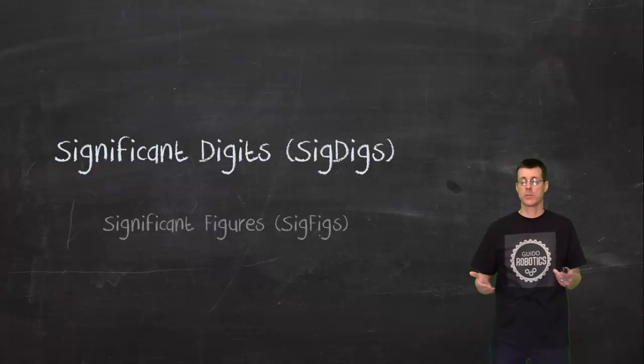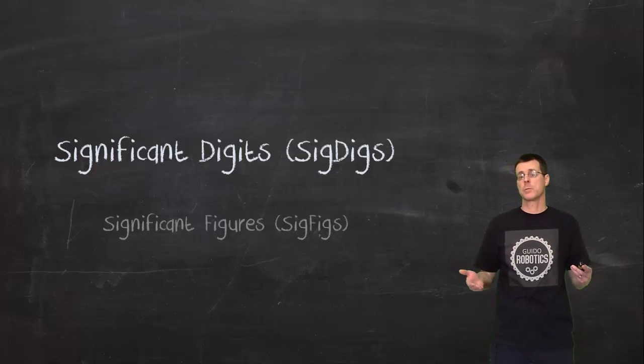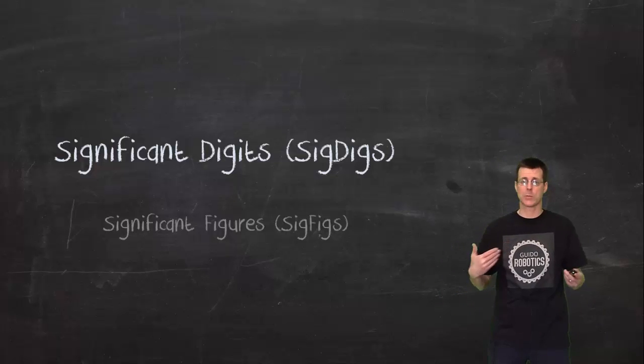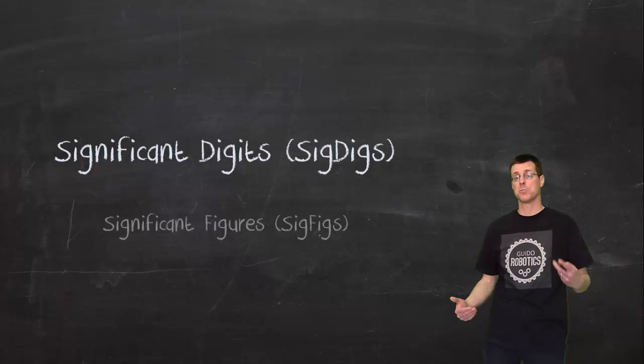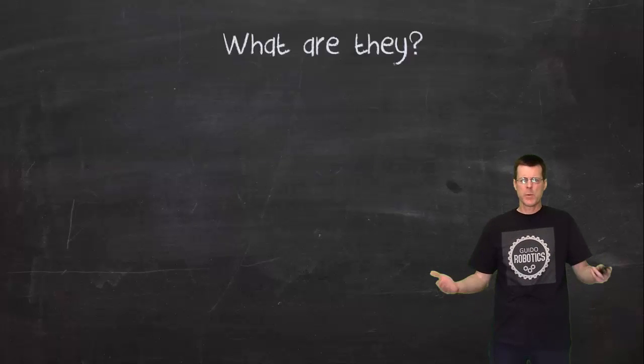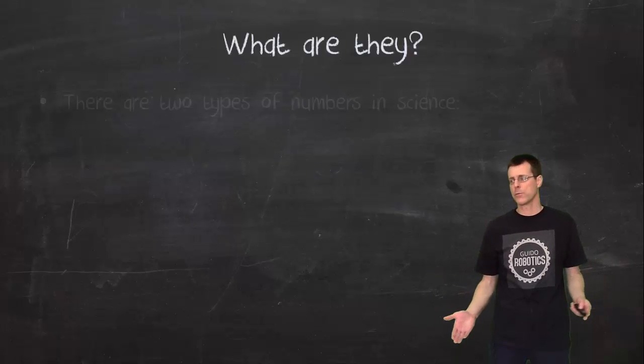Today we're talking about significant digits, or what some people call significant figures. We usually short form them to Sig Digs or Sig Figs. Personally, I'm going to call them Sig Figs most of the time. It doesn't really matter so much what we call them. What matters is A, how do we get them, and B, what do we do with them. We better start out with talking about what they are, first of all.